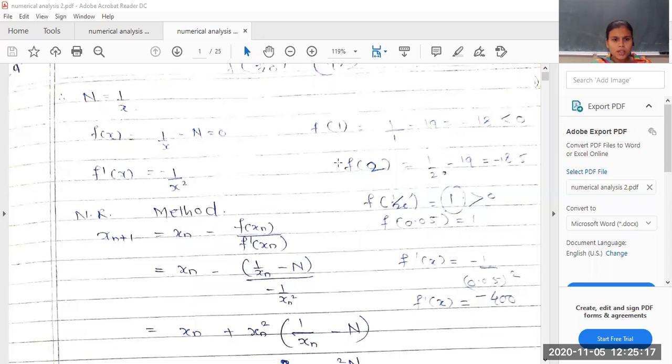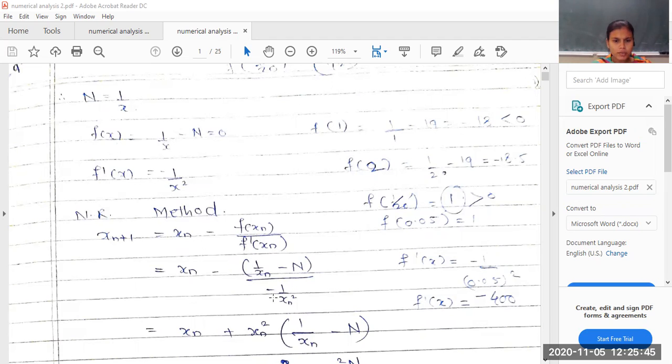Okay, so here you can see now if I want to find out the reciprocal of any number, so capital N is our number, so we have to find out the reciprocal of this number, that is 1 upon N. For that, if you are having an example like this, first you have to write down f of x, that is 1 upon x minus N. Then find out f dash of x, then write the formula for this. So what is f of x_n? So it will be 1 upon x_n minus N.